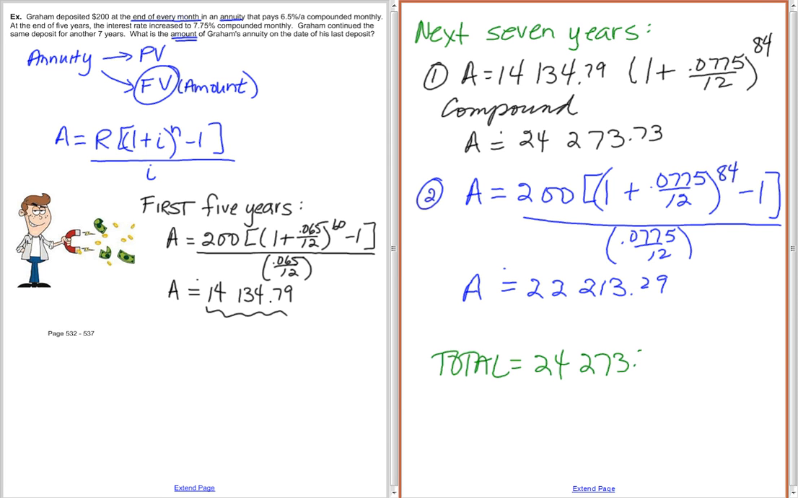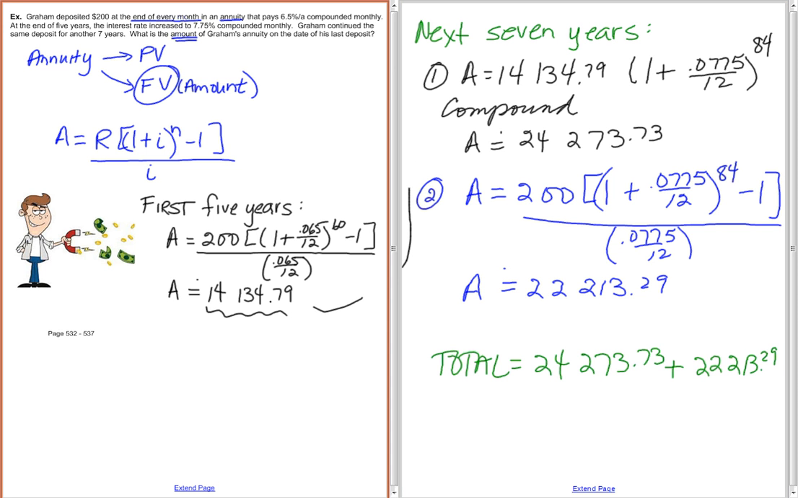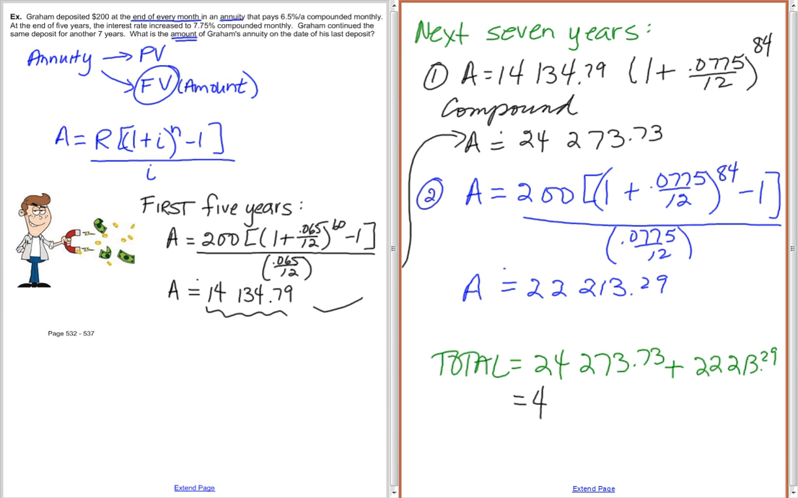So the amount from the first 5 years gives him a total of $24,273.73, and the 7 years at the new rate is $22,213.29. So his total is $46,487.02.